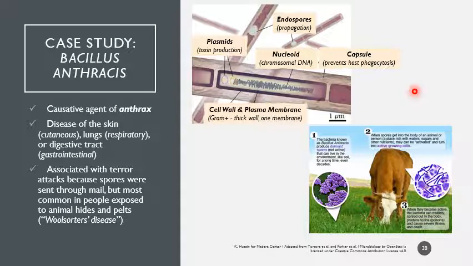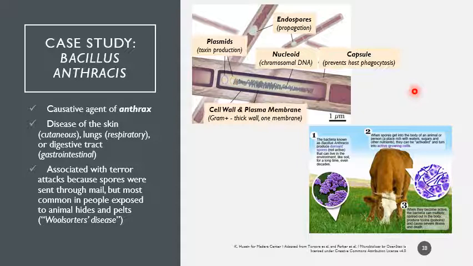So it has a lot of different virulence factors, things that increase its ability to cause disease. It can cause disease of the skin, which is cutaneous anthrax. It can cause respiratory disease, disease of the lungs. It can cause gastrointestinal anthrax, which is of the digestive tract. And it's usually associated with bioterrorism and terror attacks because some spores were sent through the mail to specific politicians and people.